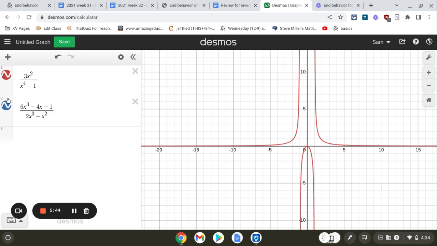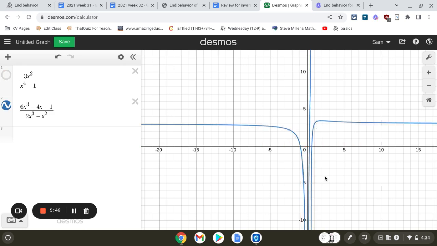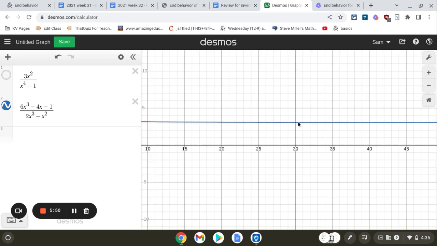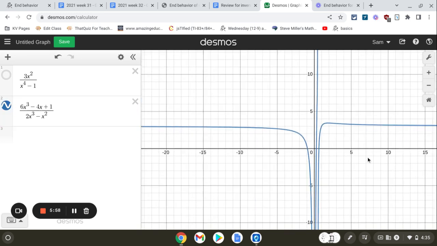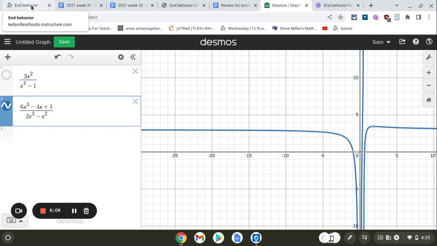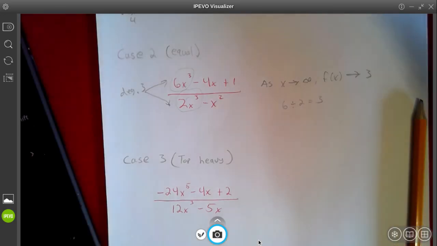If I look at the graph of it, there you go. As you go out to the right forever, it's getting closer and closer to 3. And as you go out to the left forever, the exact same thing's happening. It's starting to level off at 3, or approach a y value of 3. Okay. So those are your first two cases. And then the third case.